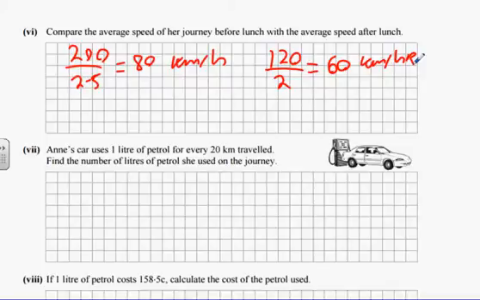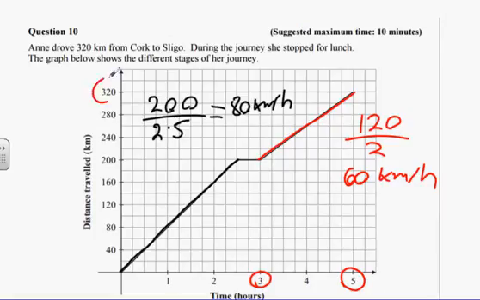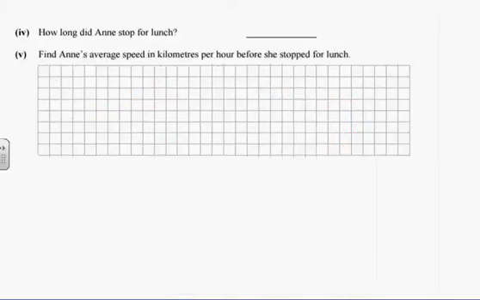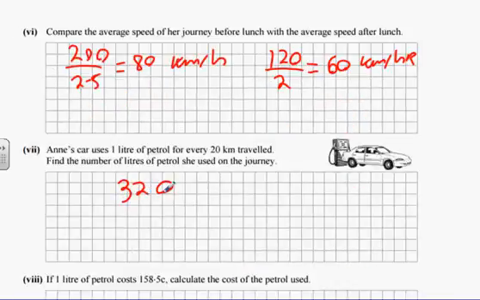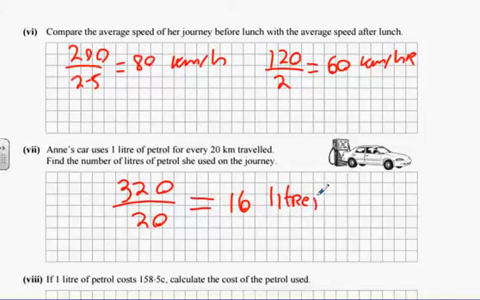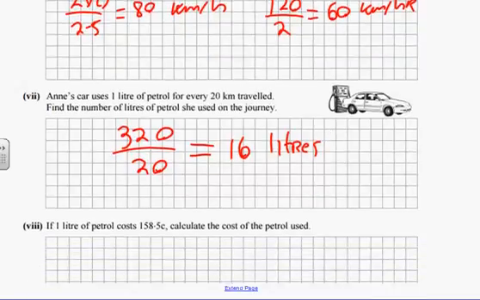Anne's car uses 1 litre of petrol for every 20 kilometers travelled. Find the number of litres of petrol she used on the journey. How much distance did she travel again in total? It was 320 kilometers. So 320 divided by 20 kilometers, which is 16 litres. Everybody happy enough with that?